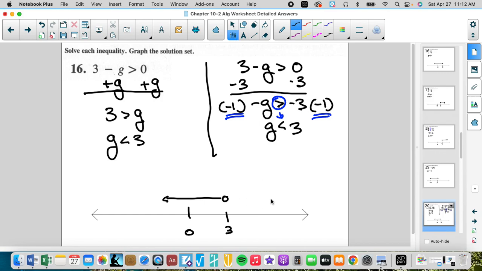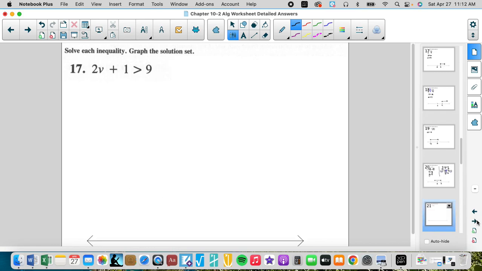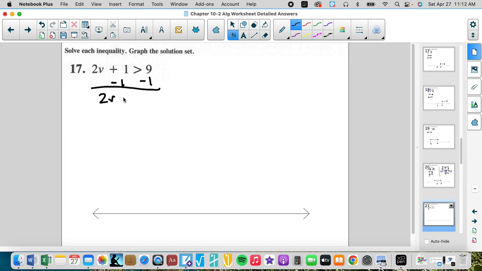That's good. Perfect. We got it. Open circle. That is correct. 2-step equations. Okay. That's not hard. Let's do it. Let's get rid of the things being added and subtracted first. We only have one variable, so it's okay. And then we're going to do the inverse of multiplication, which is division. We get V is greater than 4.